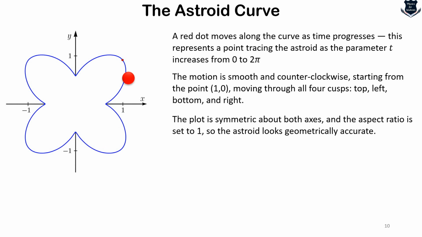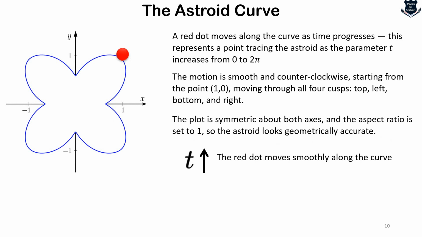So as you can understand, the plot is very symmetric. Both axes and the aspect ratio are set to 1, and the asteroid looks geometric. If I take a counter, say for example t, which I was taking as the time parameter, as t rises from 1 second, so the time passes on, the red dot moves along the smooth curve.